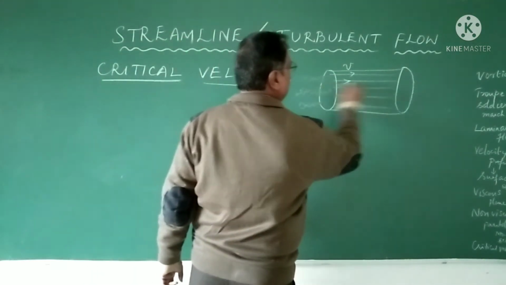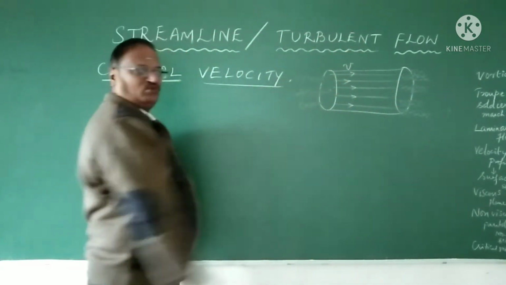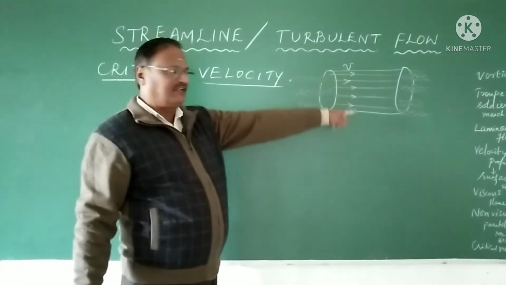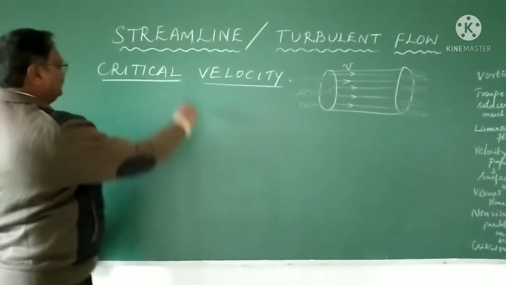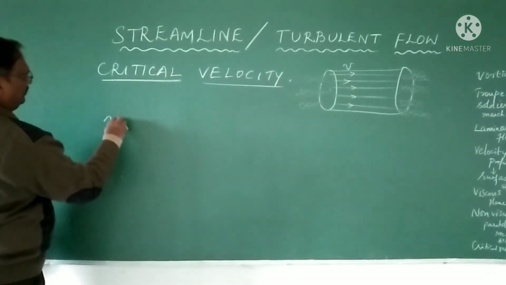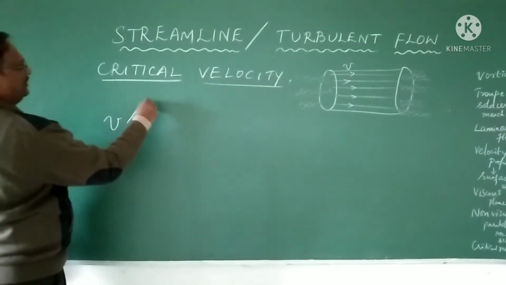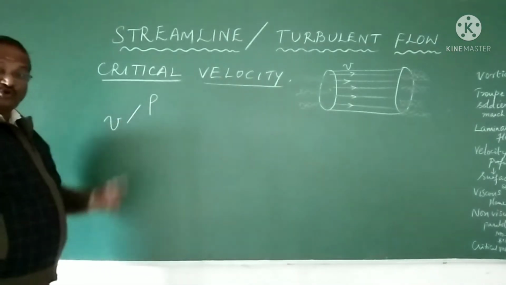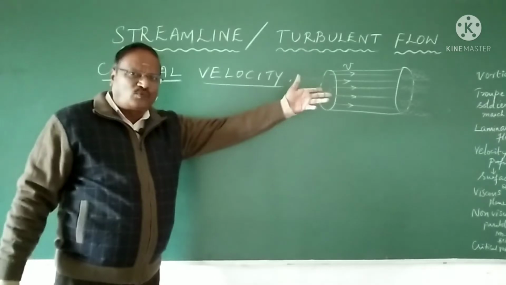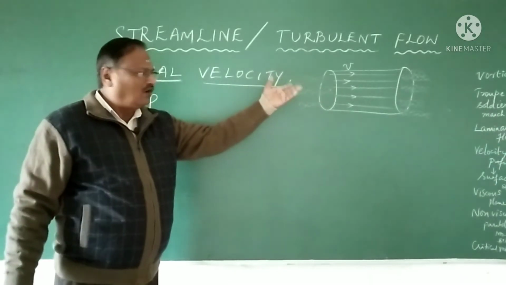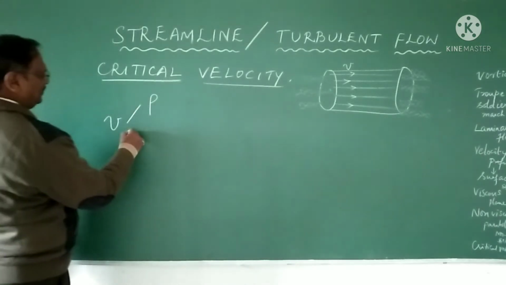Water is coming like this and going out like this, non-stop, continuously moving. I have taken laminar flow here, steady flow and streamline flow. The critical velocity may depend on the density of the liquid, rho, the density of the liquid flowing. Water is 1 gram per cubic centimeter. Oil, the value will be different. So it depends on density.